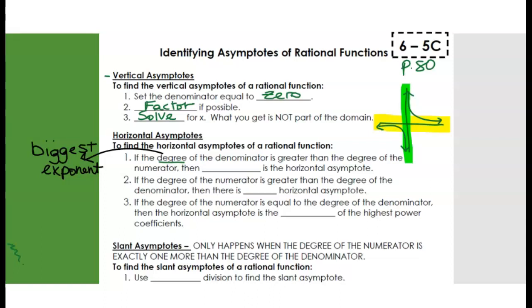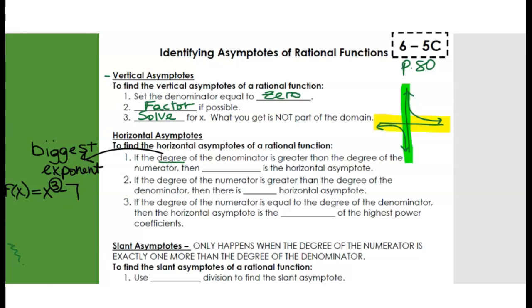For example, if I write a function f of x equals x cubed minus 7, well, what is the degree of that function? What's the exponent? 3. So this is a function of degree 3. So when we talk about degrees, we're talking about the biggest exponent. Does that make sense?